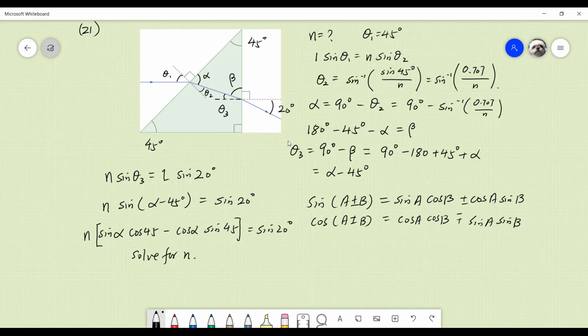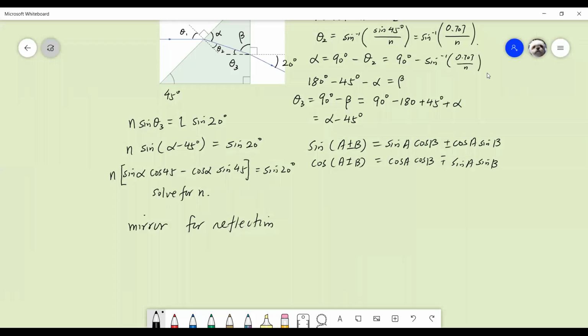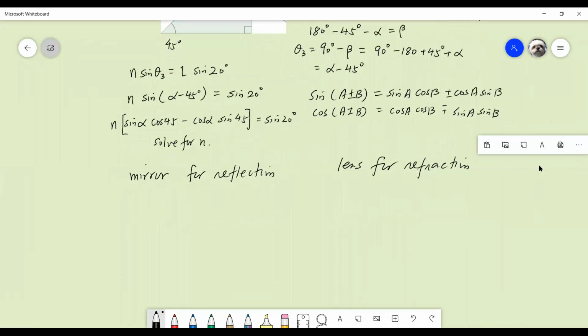All right. And lens is for refractions. Now we have different types of mirror or lens. Now I'm gonna talk about the mirror first.